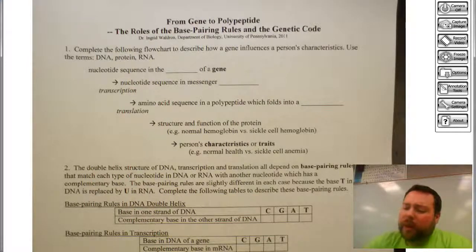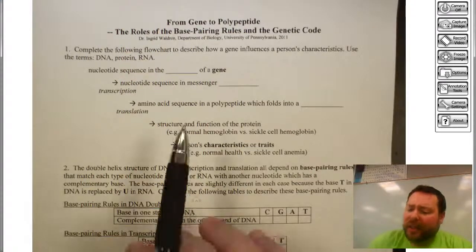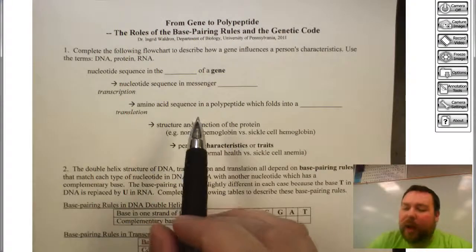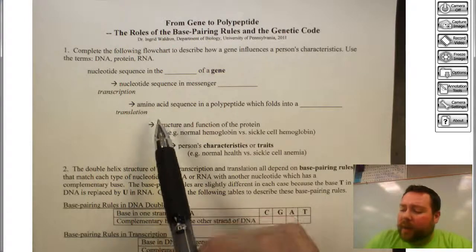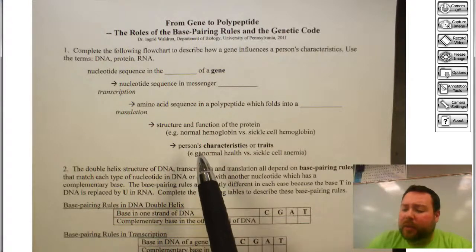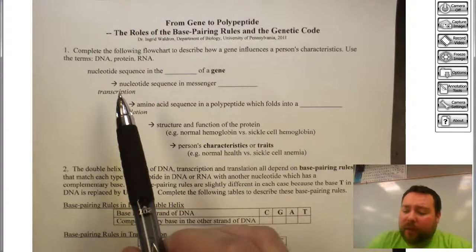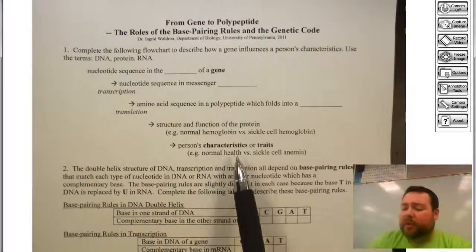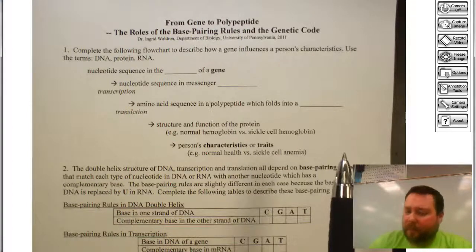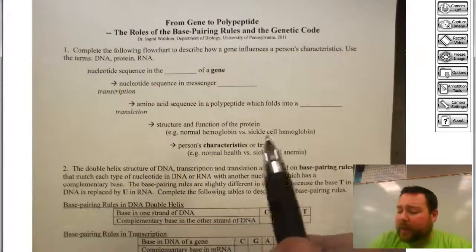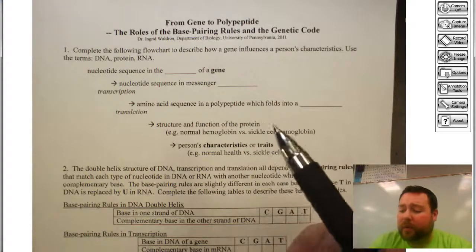So I have a sheet here for you, which is talking about from gene to polypeptide, and it's just talking about some of the rules for base pairing that we've already done. And just as a little bit of a review, we're going to go through and fill in this flow chart, to look at how we go from the genetic information to the characteristics or traits of a living thing. Okay, and the only things that we're putting into these blanks are DNA, protein, and RNA.